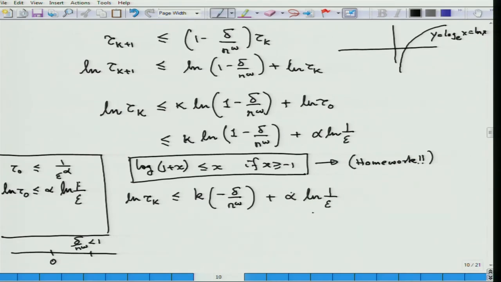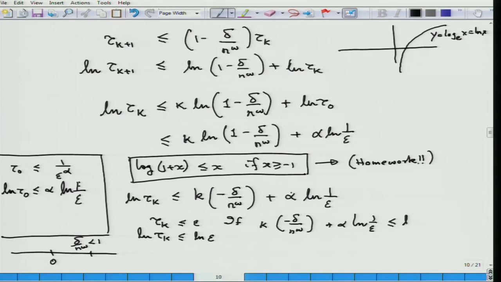Now, what I actually want is tau k. I have to find the k for which tau k is less than or equal to epsilon. So, if tau k is less than or equal to epsilon, then log of tau k is less than or equal to log of epsilon. So, we would like to see if k times minus delta by n omega plus alpha ln 1 by epsilon, if this expression is less than or equal to log of epsilon, then it is guaranteed that log tau k is less than log epsilon and tau k is also less than epsilon. So, this will at least give me the number of steps required to reach this. So, if this happens, this would imply this, and that would imply tau k is less than epsilon.